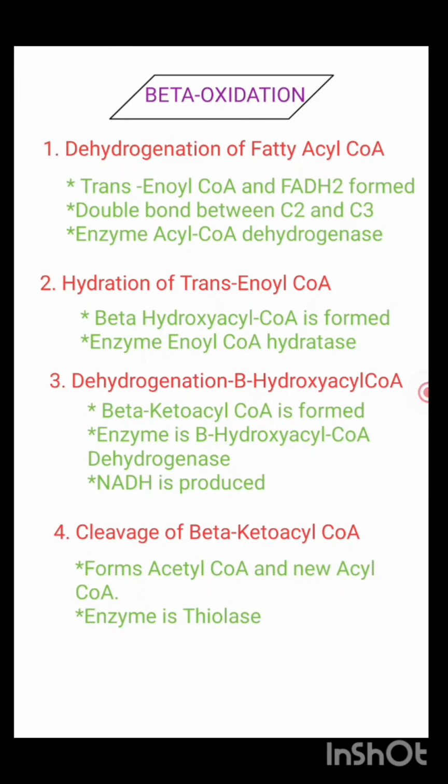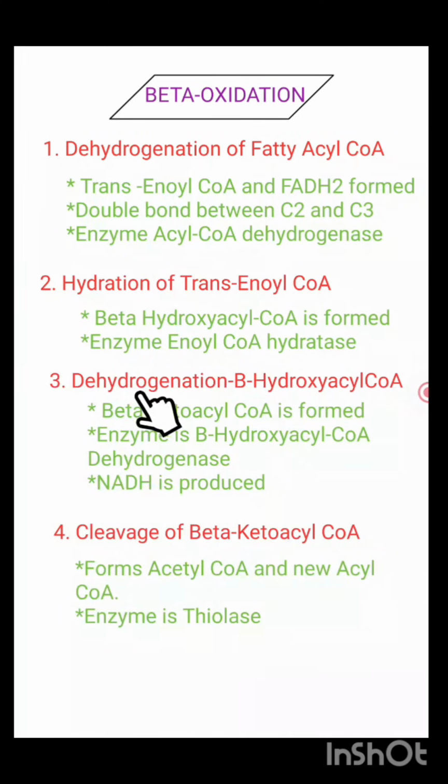In the second step, you have hydration, or simply the addition of water to your product here, which is trans-enoyl-CoA. Now, what happens when you add water to trans-enoyl-CoA? You are going to form beta-hydroxyacyl-CoA, and the enzyme for this reaction is known as enoyl-CoA hydratase. Now, this enzyme is very critical. Again, we're going to appreciate its importance when you look at the beta oxidation of unsaturated fatty acids.